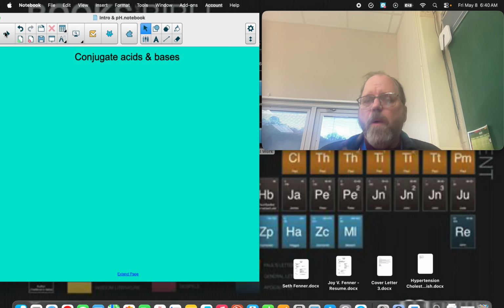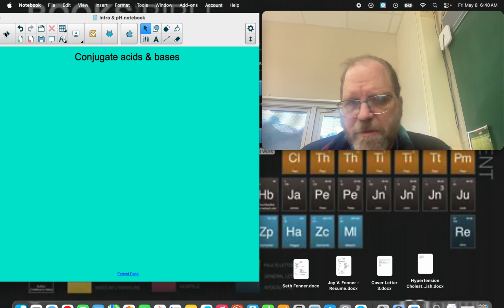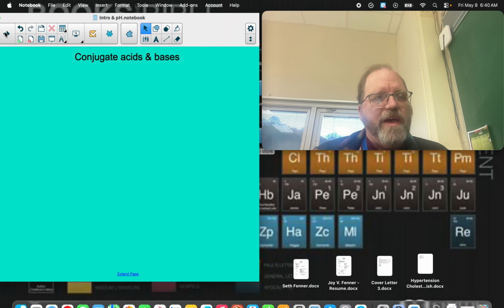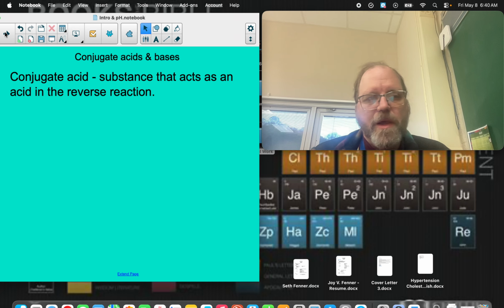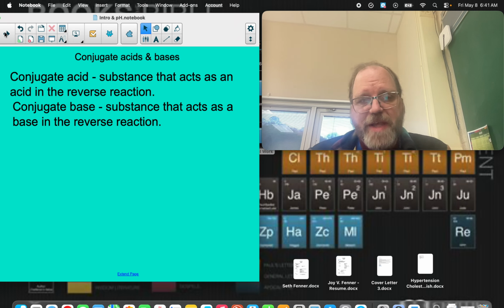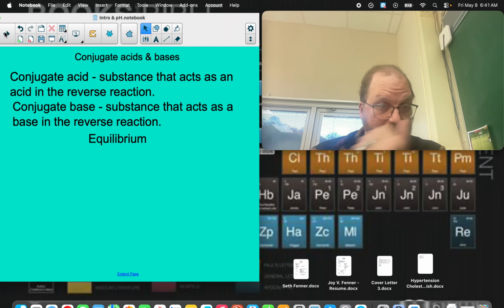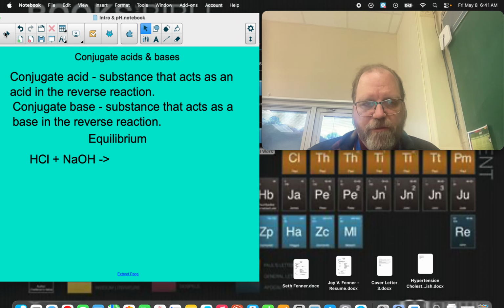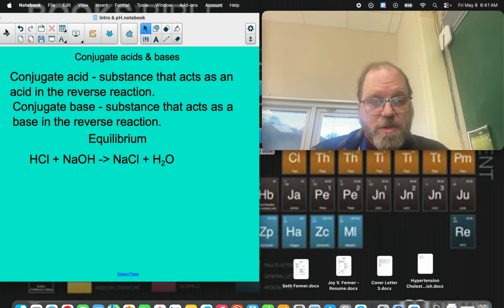All right, now I want to talk about a couple of definitions here before we get too far. Conjugate acid, conjugate base. A conjugate acid acts as an acid in the reverse reaction. A conjugate base acts as a base in the reverse reaction. Now this involves processes of equilibrium when it's coming back. Okay, let's show a quick reaction. Very simple first, the best one to do. Hydrochloric acid with sodium hydroxide. When we do that, we generate sodium chloride plus water.